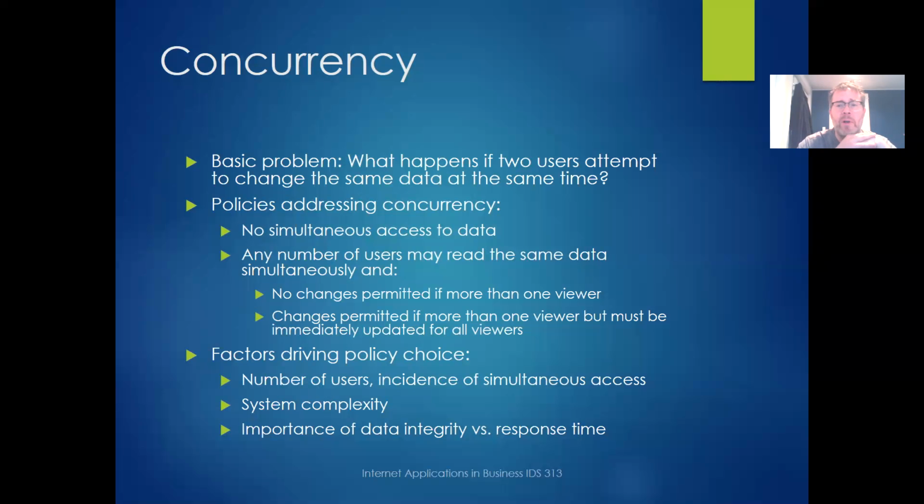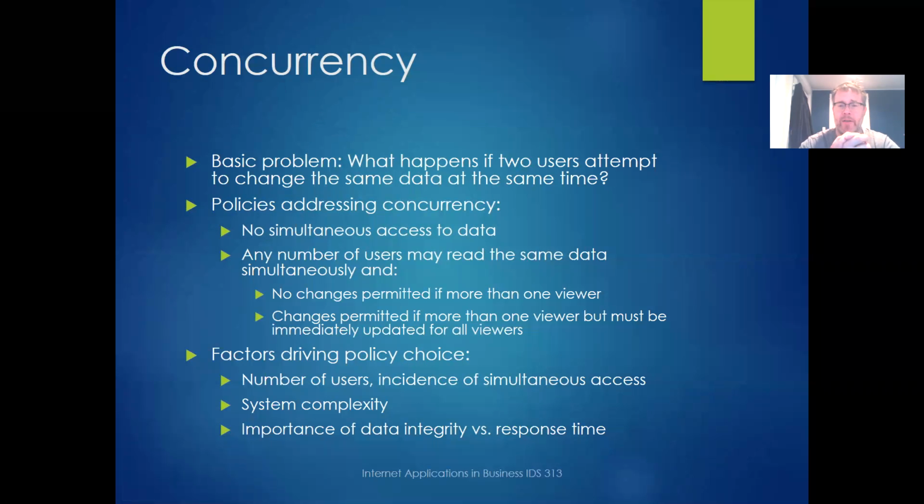Okay. So back to our slides. Now, how do you deal with this? Well, one possibility is you simply don't allow simultaneous access to data. You say, if somebody is already looking at the data, nobody else can. Secondary users are locked out. Another possibility is simply to prevent writes. So you could say, anybody can read the data, anybody can look at it, but you can only change it if you're the only viewer looking at it. Anybody can go into the ATM and check the balance, but only one person at a time could withdraw money. The other possibility: changes are permitted if there are more than one viewer, but it has to be immediately updated for all viewers.